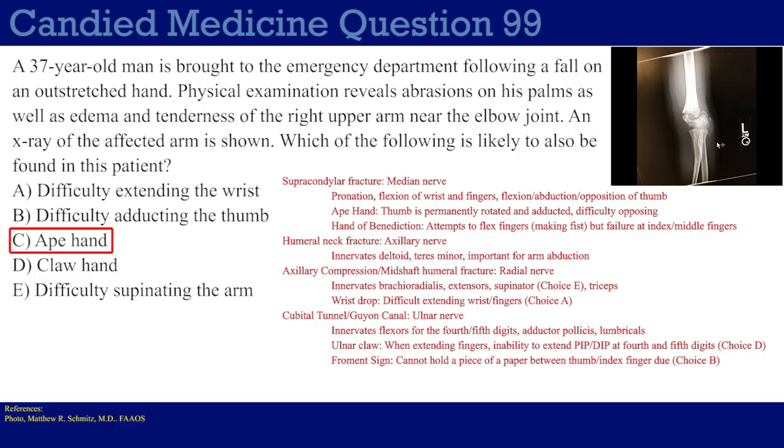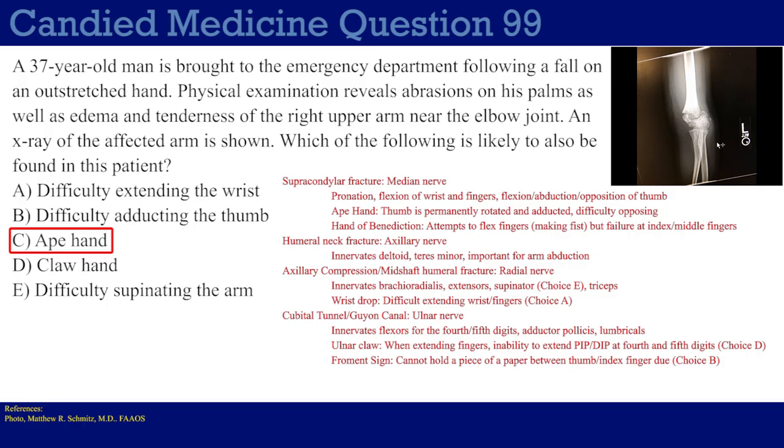So first I want to mention the axillary nerve. That one's the easiest. If you get a humeral neck fracture, you should be thinking axillary nerve damage, and that innervates the deltoid and teres minor, and you should just be thinking arm abduction. Pretty simple. Next one is the radial nerve.